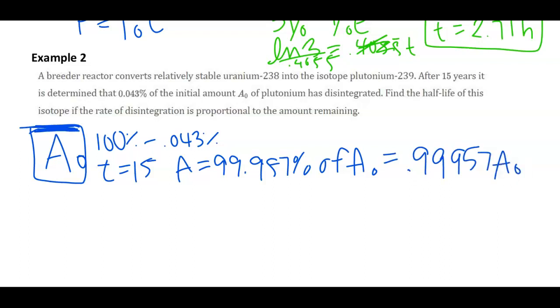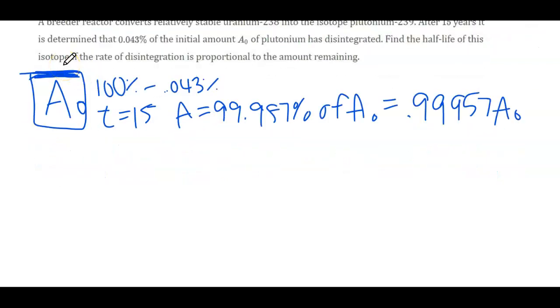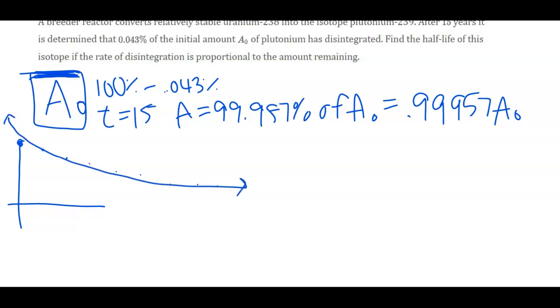This has a very, very long lifespan. We're going to try to figure out the half-life of this isotope, if this is the rate of disintegration, so that every 15 years, another 0.043% is taken away. Let's think about what this looks like graphically. Before we get into the differential equations part, you have this initial amount, and then 15 years later you have this much, and then this much, and this much. And it's never going to equal 0. But this is where this exponential decay equation is going to come from.